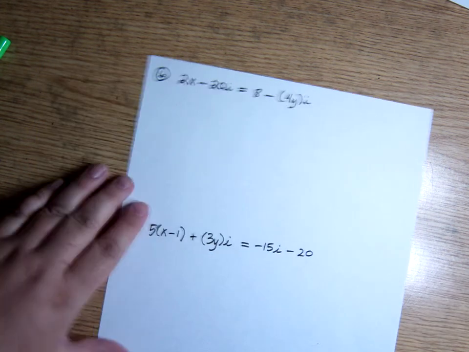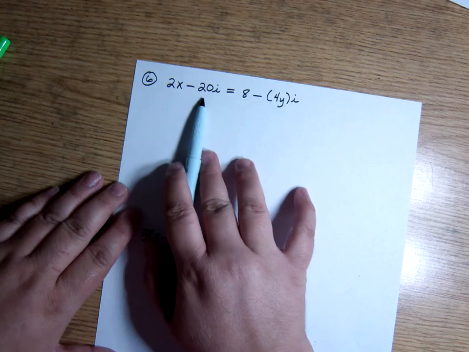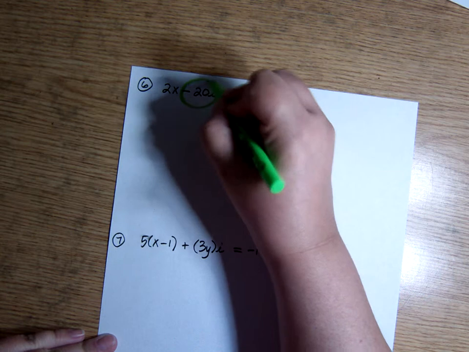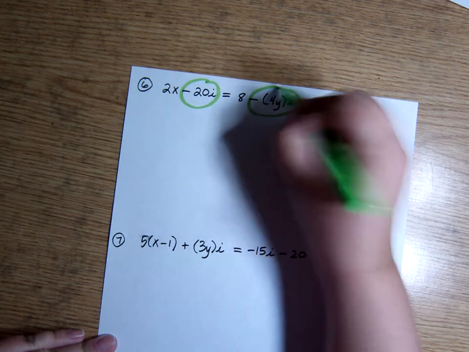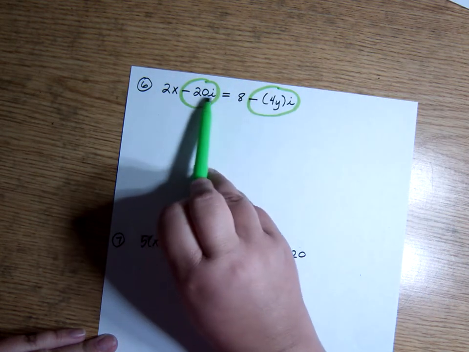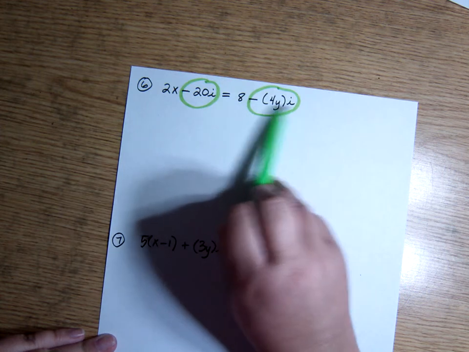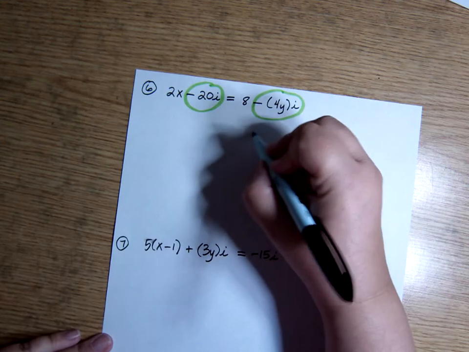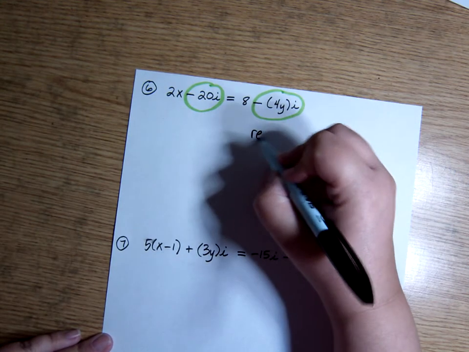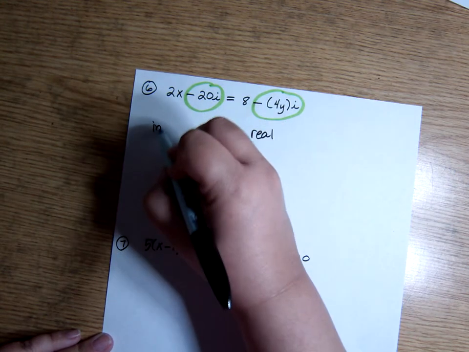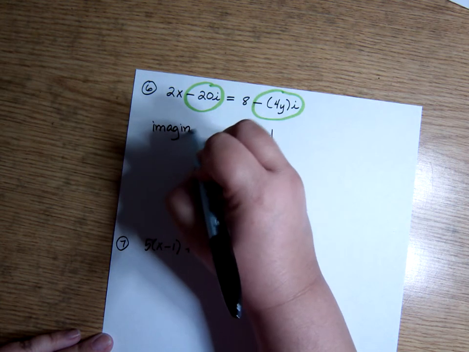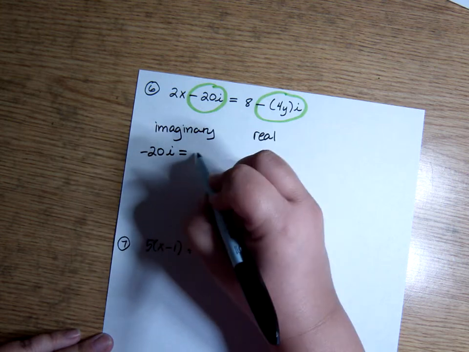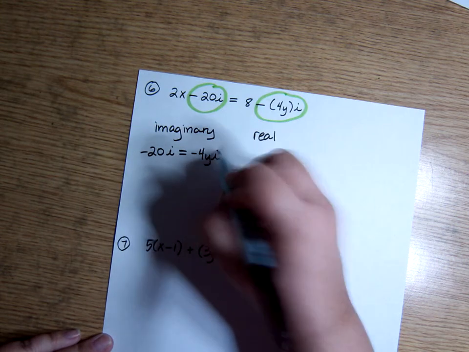And that's all you do on these. You look for the imaginary parts. That's the parts that have an i in them. So here's an imaginary part over here, and here's the imaginary part over here. This is all one term because there's not a plus or a minus separating these things. It's all one term because that's all multiplication. So I have my real parts, that's not the real parts. Let's do imaginary parts here. Imaginary parts, negative 20i equals negative 4 times y times i.